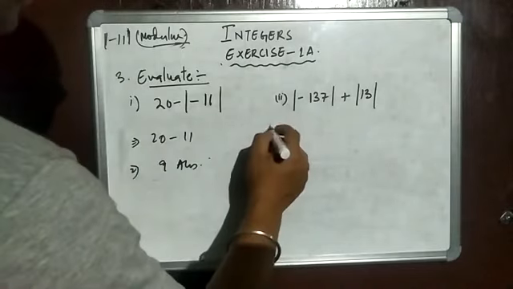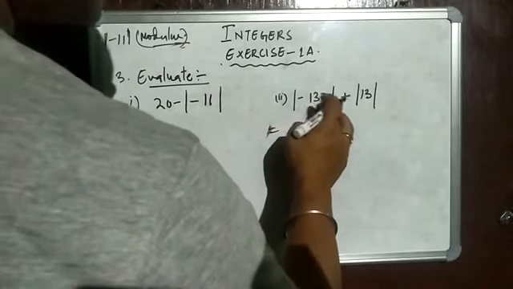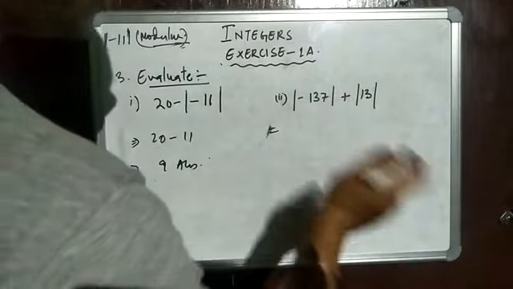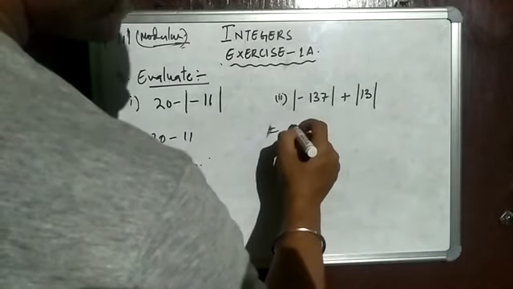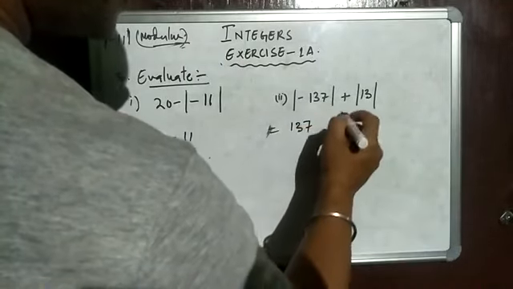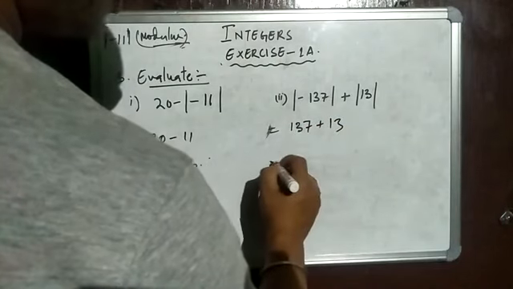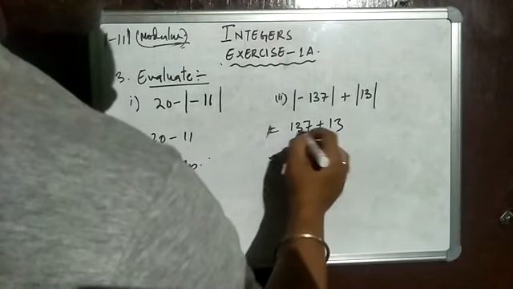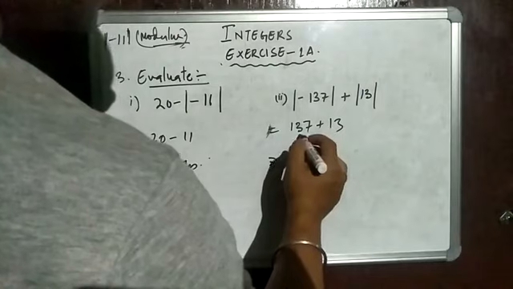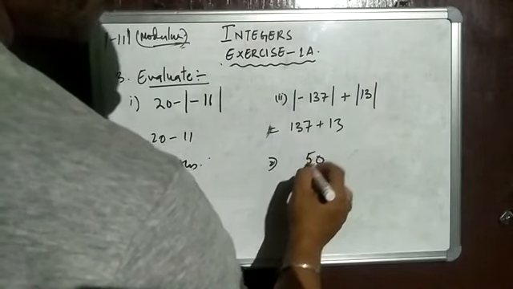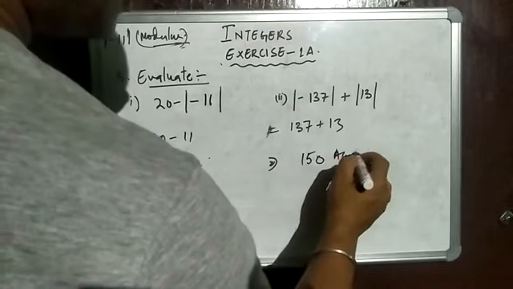Now similarly we will do the next question. Minus 137 is there, so we convert that minus into a plus sign, giving 137 plus 13. If you add it, 7 plus 3 is 10, 3 plus 1 is 4, and 1, so 150 is your answer.